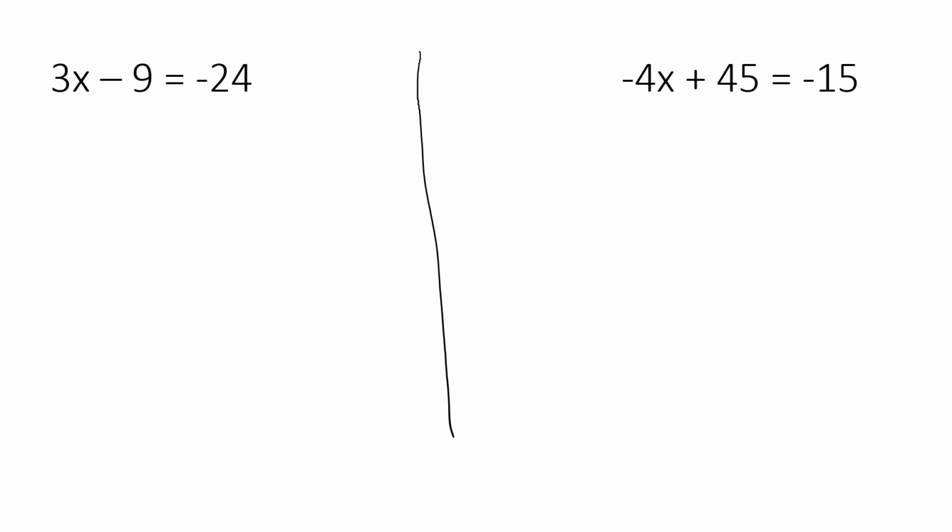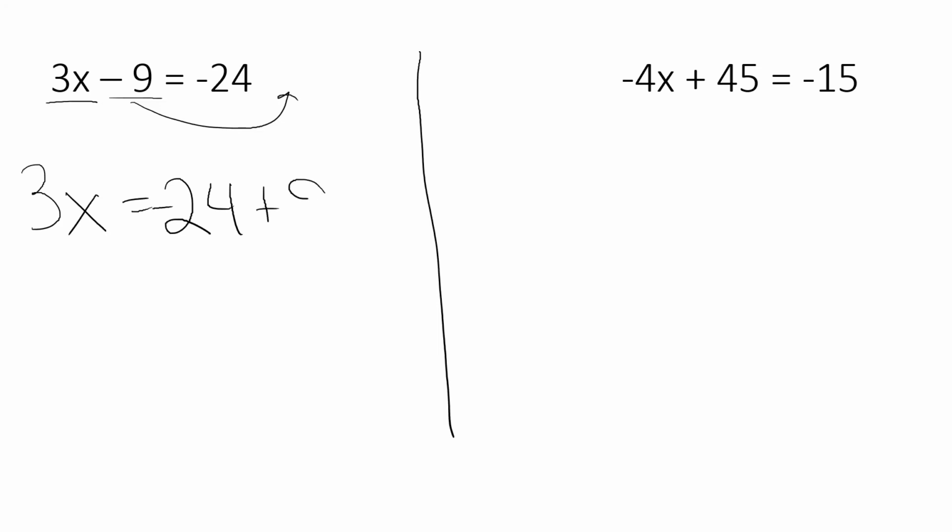All right, now that you've had a chance to work these, because you paused the video and worked them, let's work them together. X is to the left is the first step, already done. Everything else to the right, so I'm going to pick this up and move it over. -24 plus 9. Different signs, we subtract. Keep the sign from the bigger number.